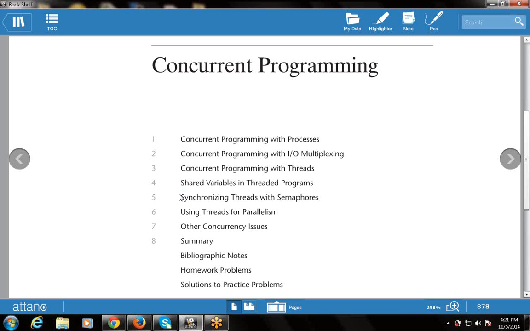First topic is concurrent programming with processes. That is, there are multiple processes which are executing at the same time, that is known as concurrent programming with processes. Next one is concurrent programming with input-output multiplexing. That is, more than one input and more than one output is given, that is known as input-output multiplexing.